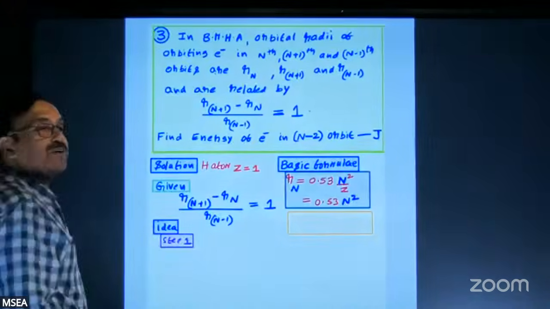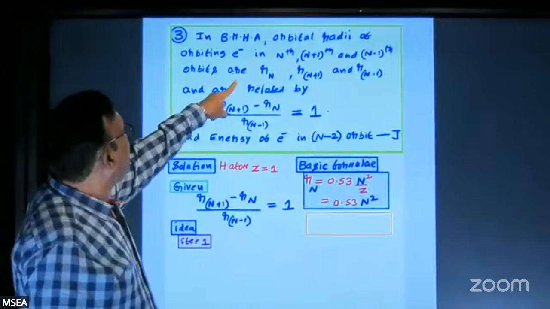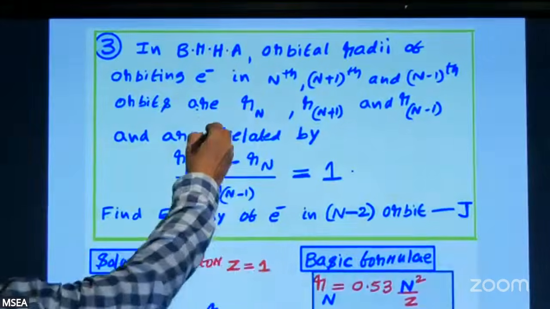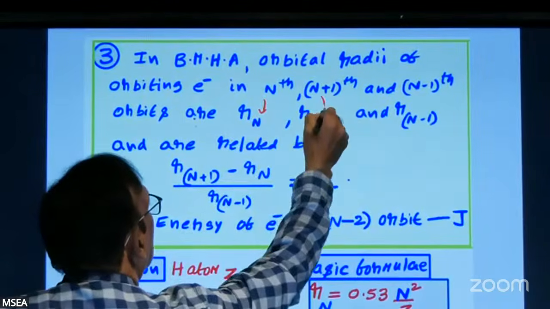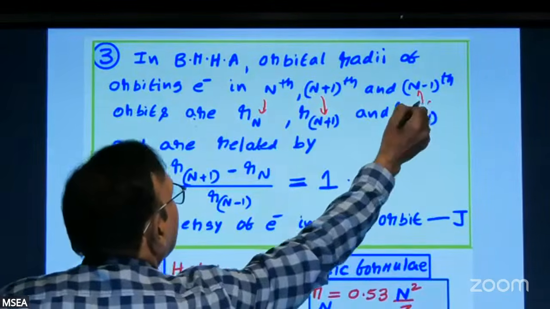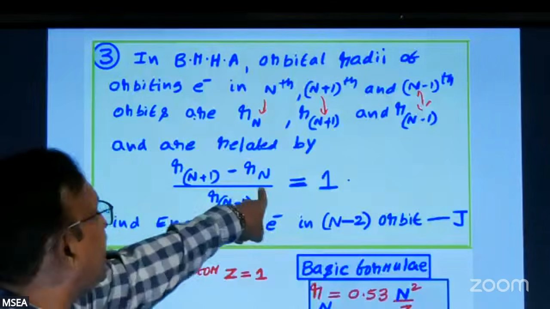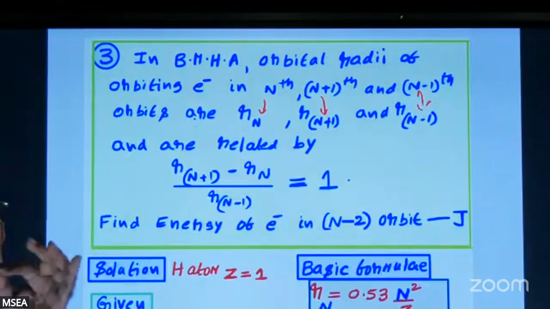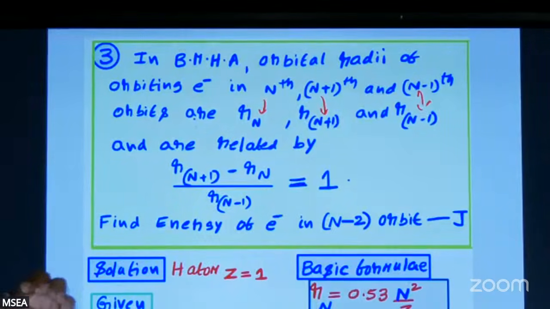In Bohr's model of hydrogen atom, the orbital radii of the orbiting electron in the nth, n plus 1th and n minus 1th orbits are given like this. The radius of electron orbiting in the nth orbit is Rn, in n plus 1th orbit Rn plus 1, and here Rn minus 1. And these three radii are related by some relation like this. The question is 100% simple. Only a little bit of concentration is needed in the exam hall to crack the question.